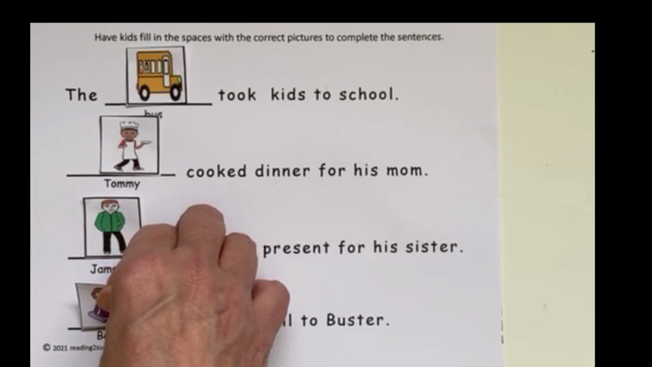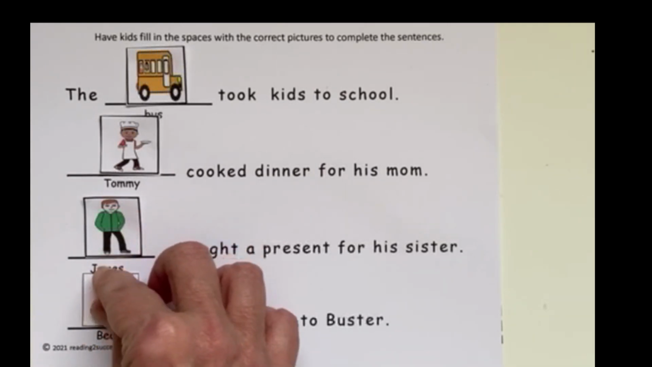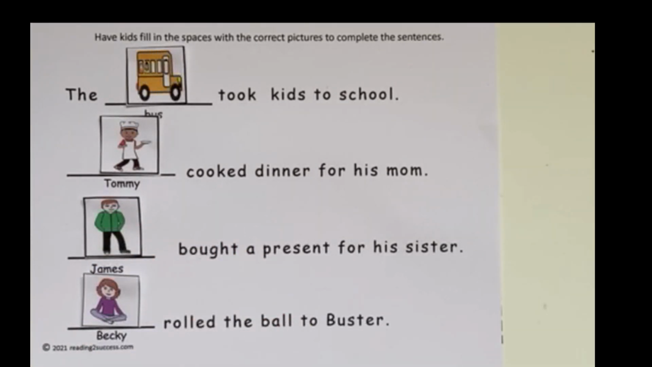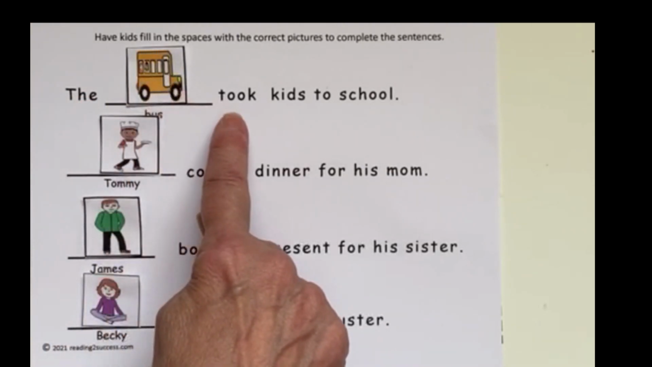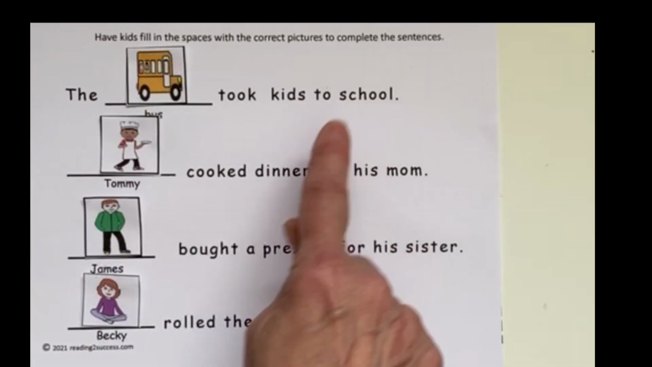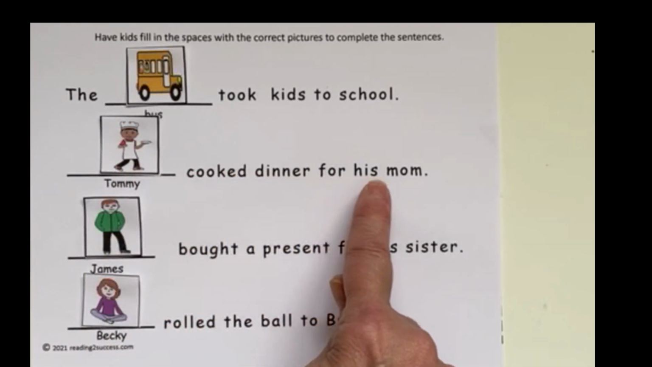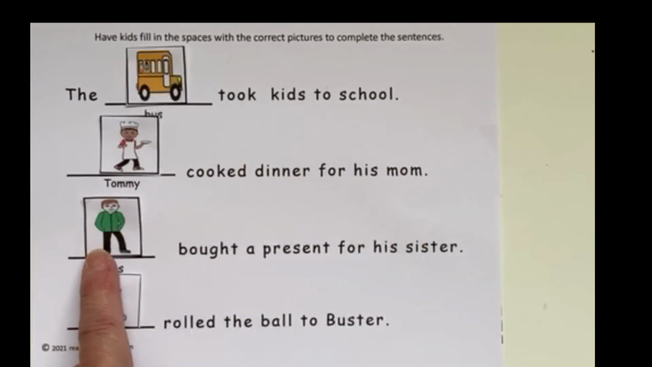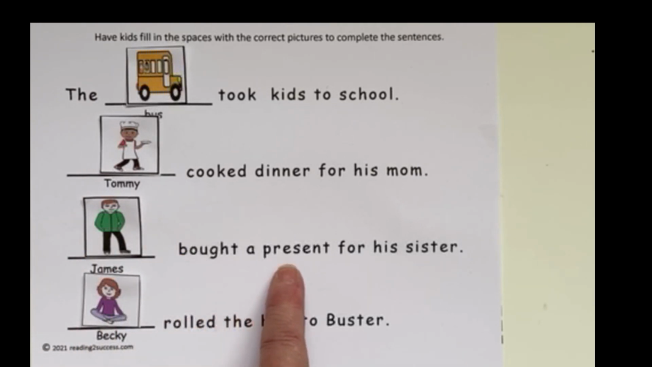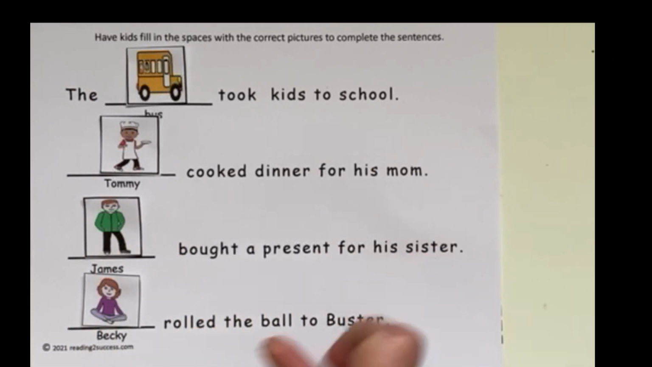So now let's read our sentences with our subjects in them. The bus took kids to school. Tommy cooked dinner for his mom. James bought a present for his sister. And Becky rolled the ball to Buster.